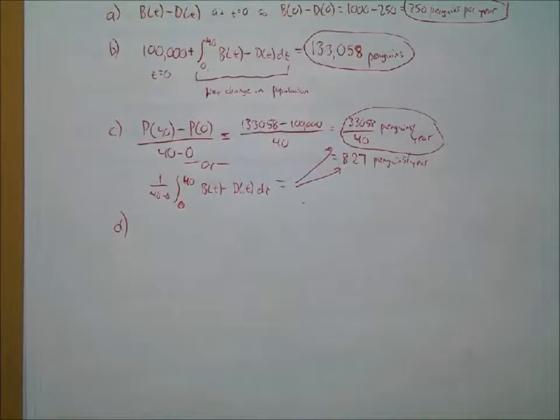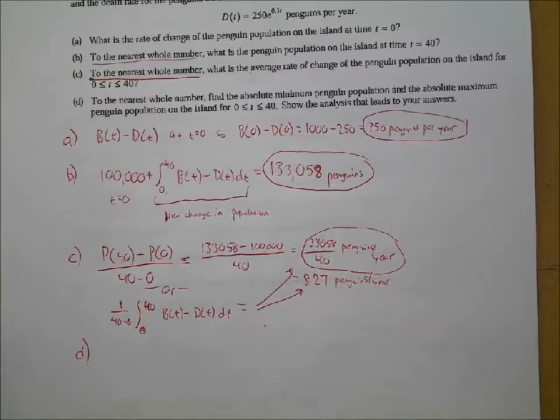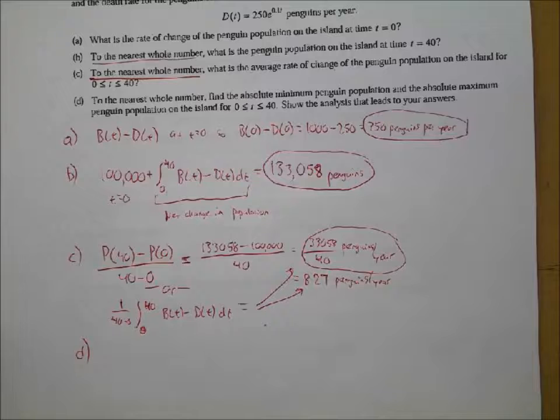All right. So, letter D. To the nearest whole number. Again, whole number, okay? Find the absolute minimum penguin population and the absolute maximum penguin population on the island for 0 less than or equal to t less than or equal to 40. Show the analysis that leads to your answers.